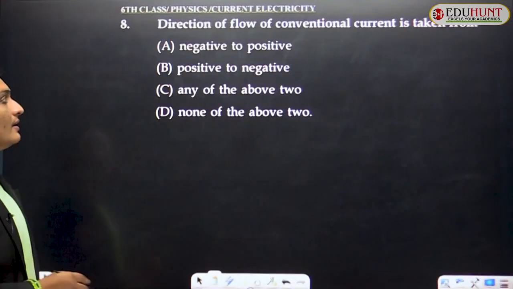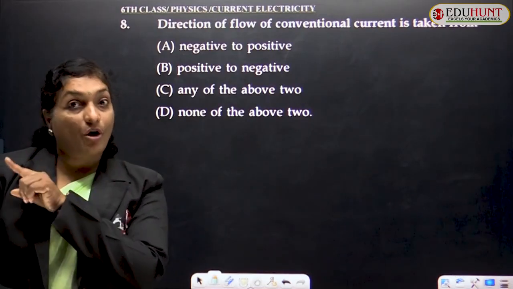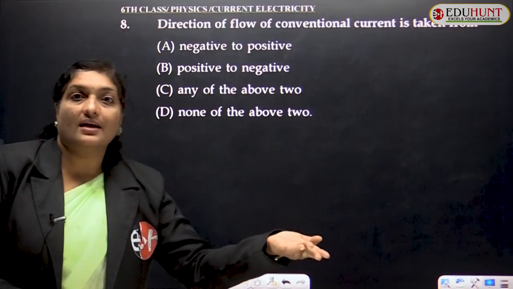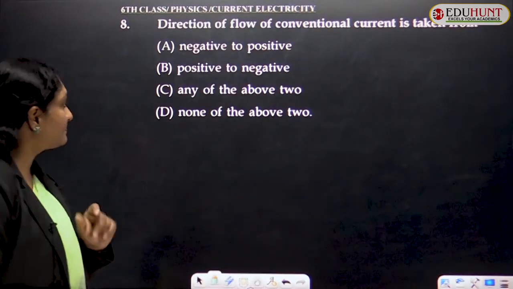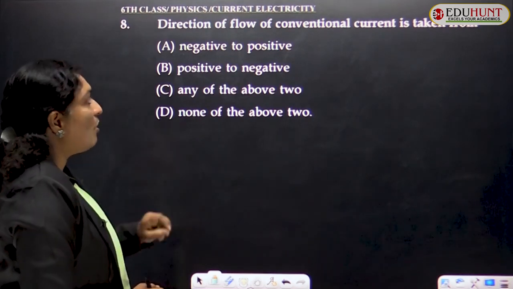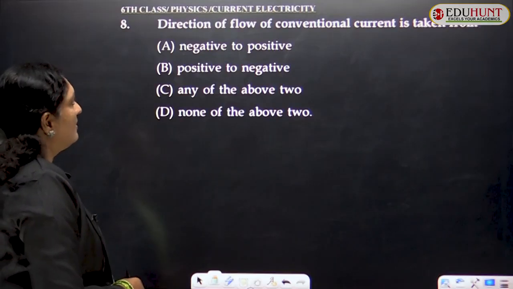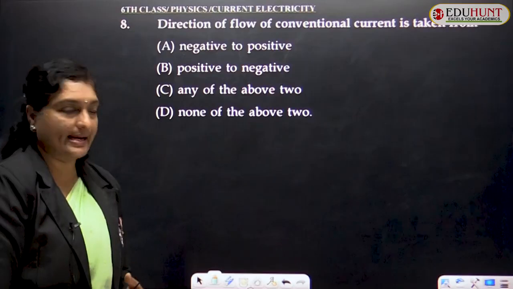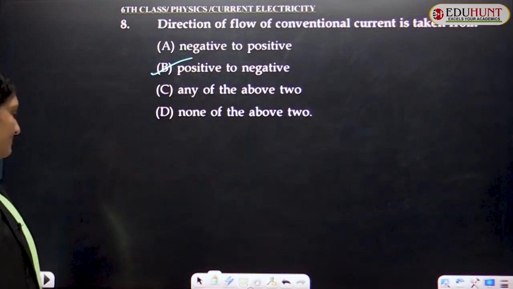The eighth one: direction of flow of conventional current. Earlier, flow of electrons constituted the current, but here conventional current means protons should come to your mind. Direction of flow of conventional current is taken from where to where? Conventional current starts from positive and goes to negative. So positive to negative, option B.